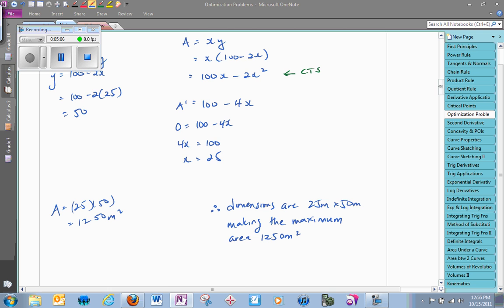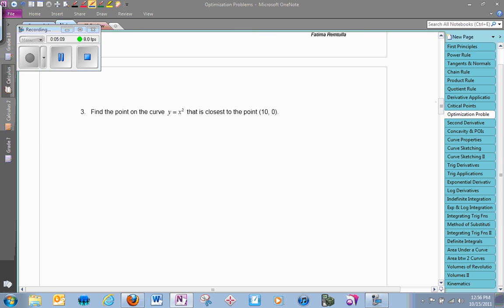All right, let's challenge it up a little bit more here. Number 3. Find the point on the curve y is equal to x squared that is closest to the point (10, 0). If you were to take a second and draw a really quick sketch here on the side, I know that my parabola looks like this. I know that (10, 0) is somewhere over here, for the sake of argument. I want to find this point over here that is closest to the point (10, 0).